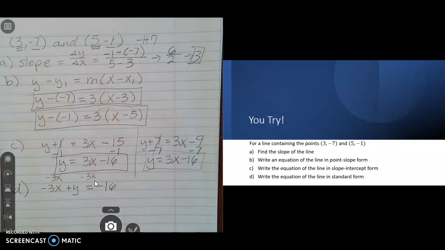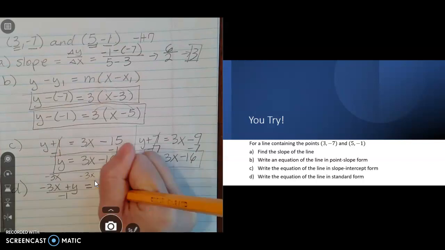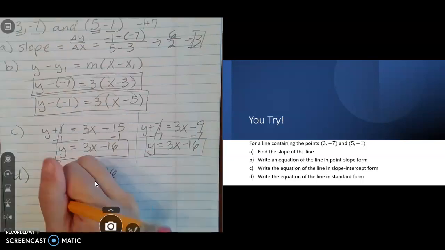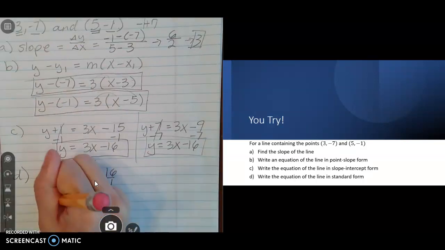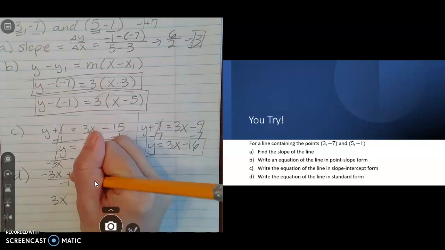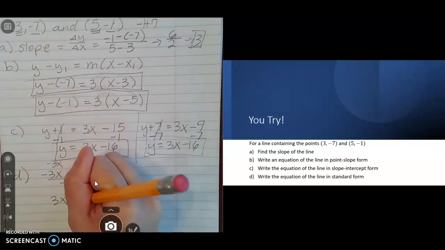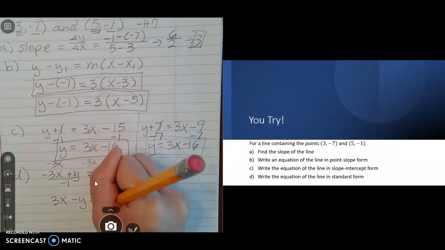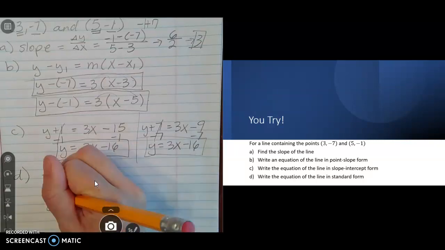And the only thing we need to do from here is divide everything by -1, because we want the leading coefficient, that a value, to be positive. So I'm going to divide both sides by -1 so that we can get there. -3x divided by -1 is a positive 3x. Positive y divided by -1 would be a negative y. And negative 16 divided by negative 1 is a positive 16, and that is standard form.